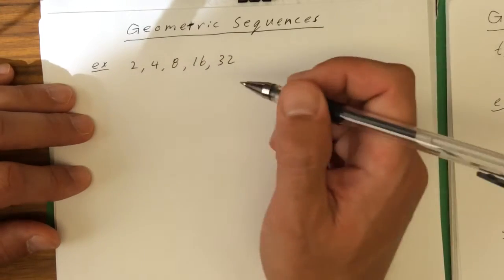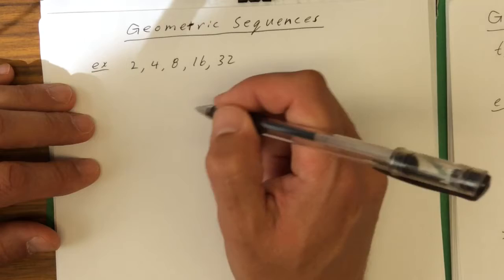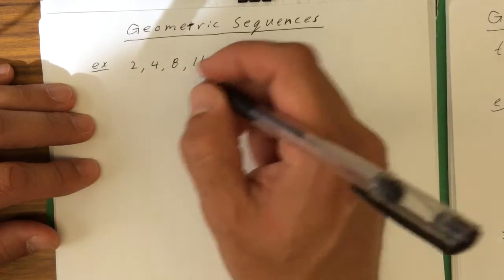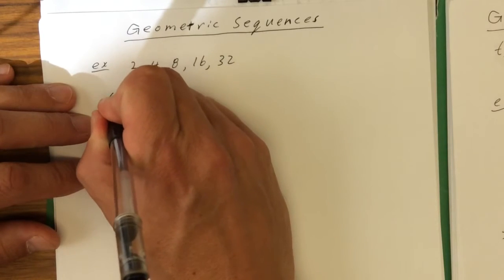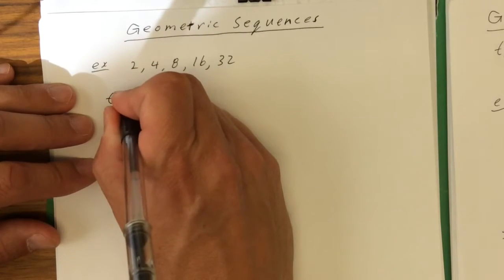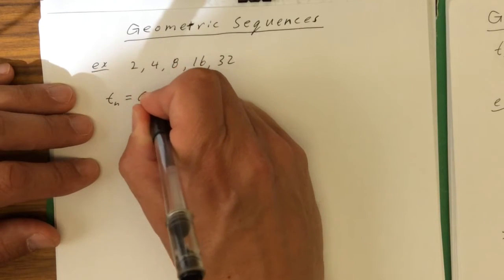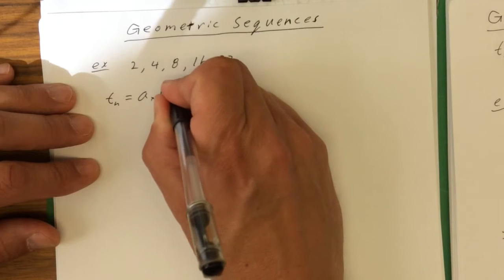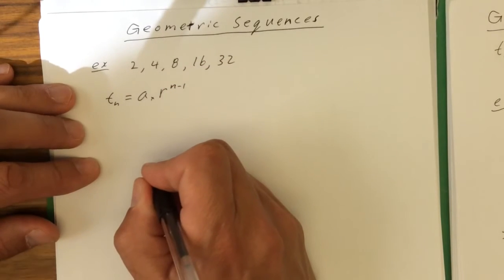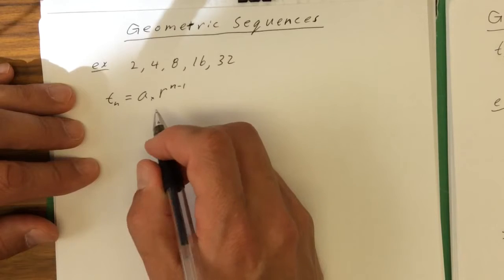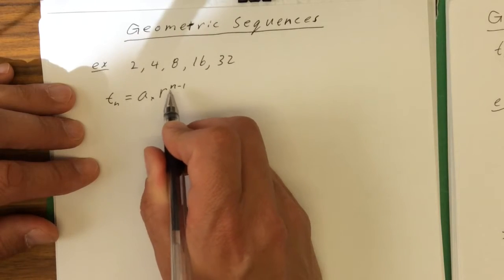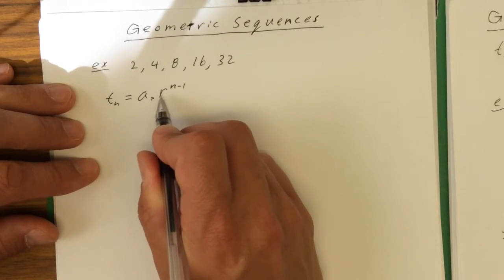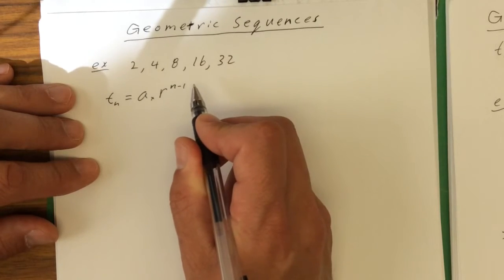And the way the formula works for this is, because you keep multiplying by 2 to get the next term, it's an exponential one. Okay, so the way it's defined is Tn, T subscript n, equals A times R to the n minus 1. Okay, and R is defined as the common ratio. A is the first term. So the common ratio is the number that you multiply by to get the next term.